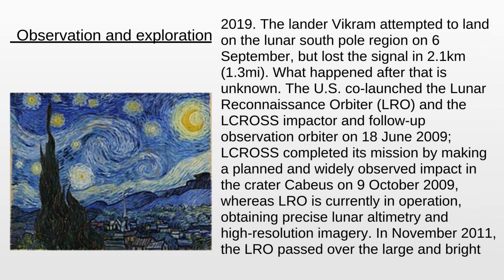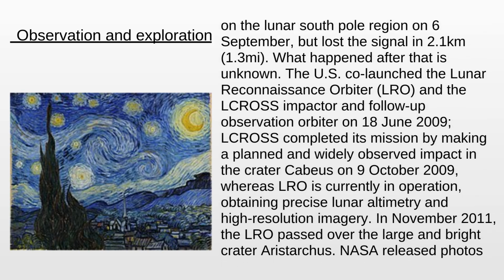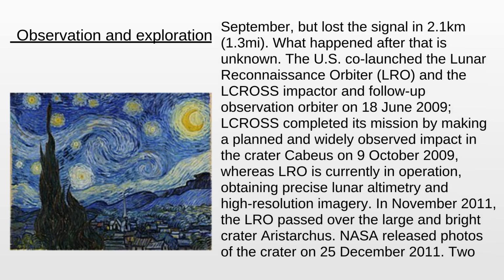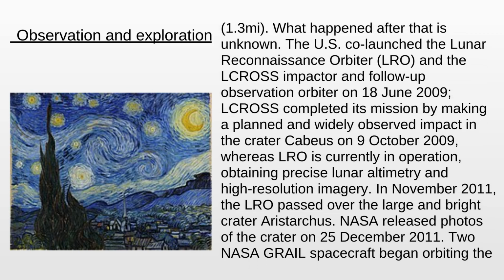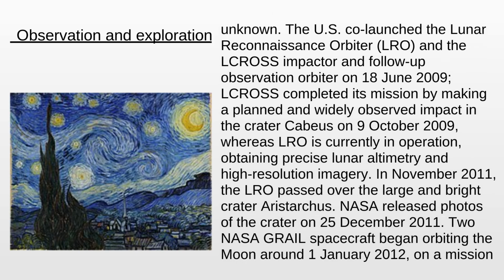The lander Vikram attempted to land on the lunar South Pole region on 6 September, but lost the signal at 2.1 kilometers, 1.3 miles. What happened after that is unknown.